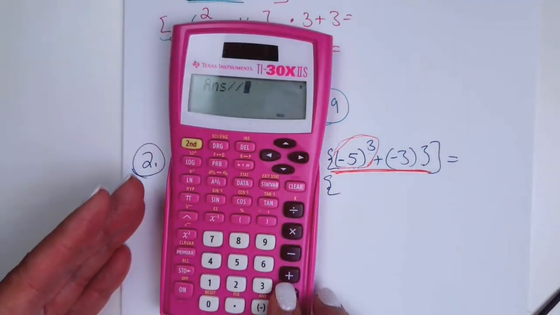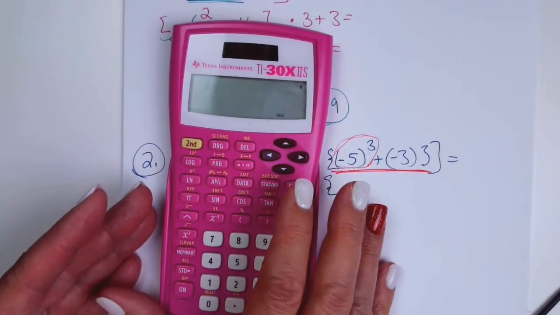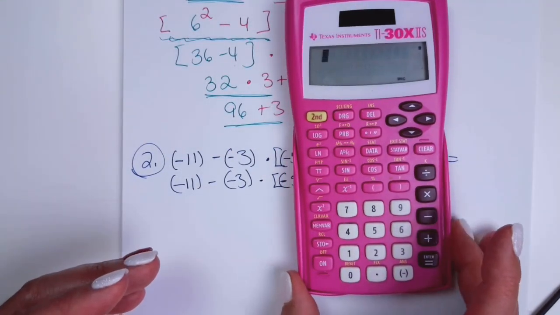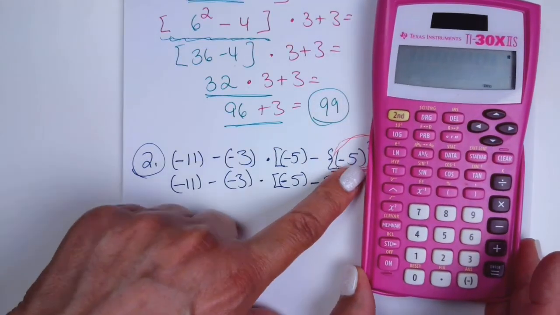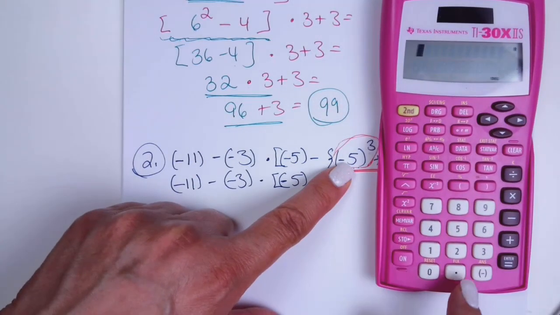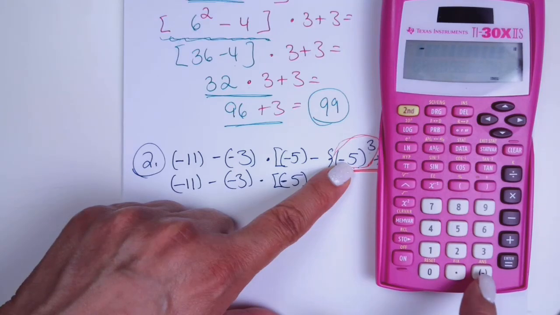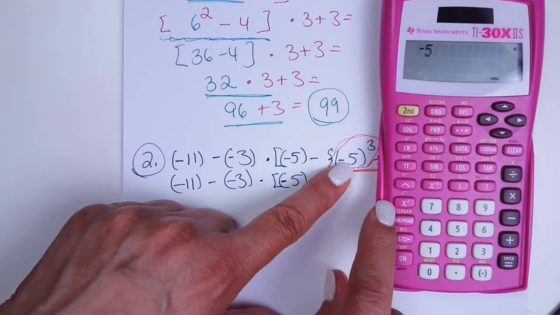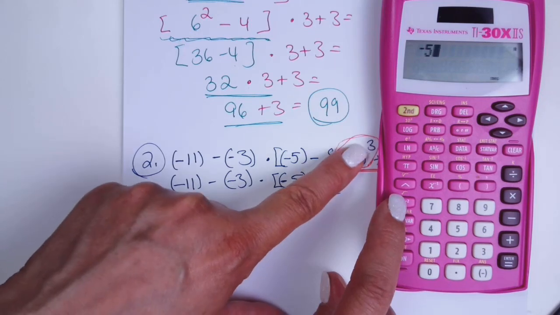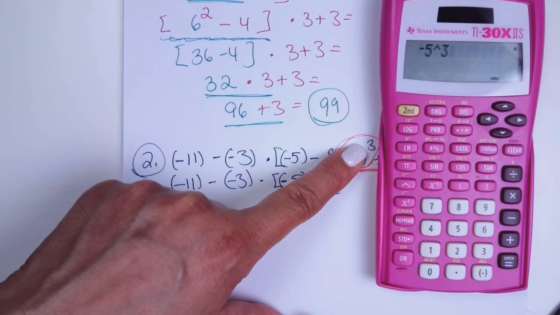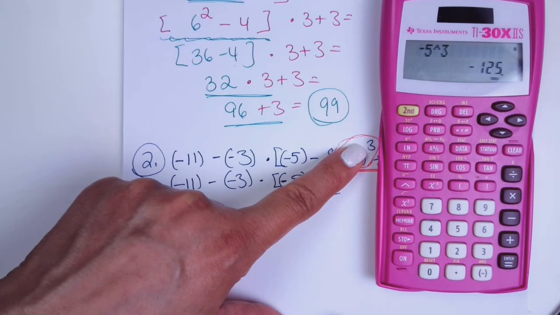So what we're going to do, what am I doing here? Here we go. No, clear. Now this negative sign here is not the same as the minus sign. The negative sign is over here, down underneath. So negative 5, and then this is only x squared. We need cubed, so we're going to press this one here and do to the power of 3, equals, and we get negative 125.